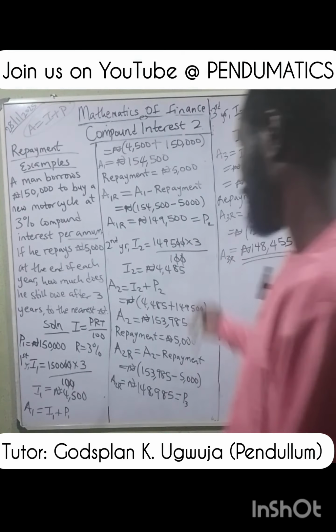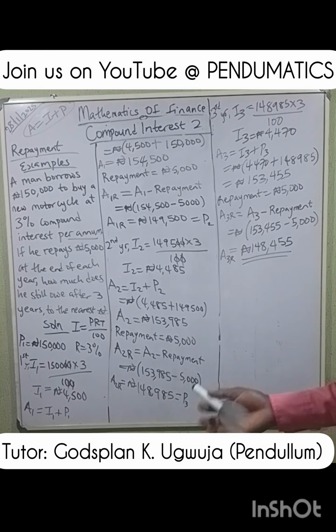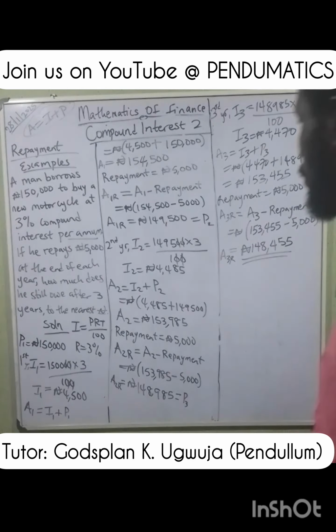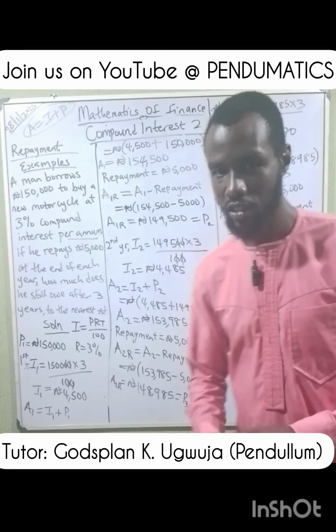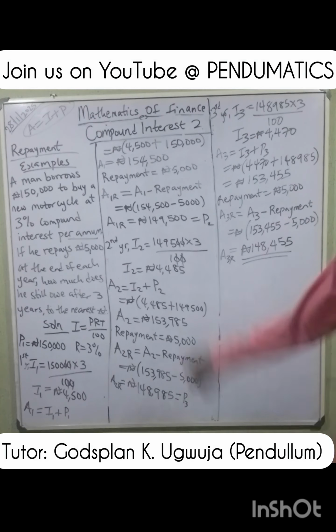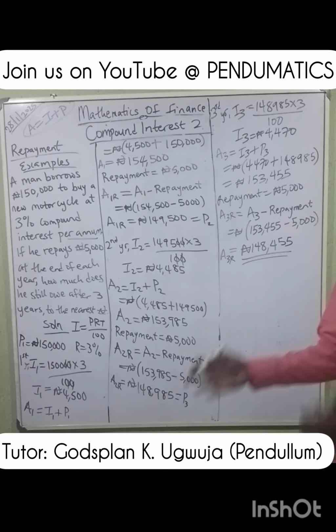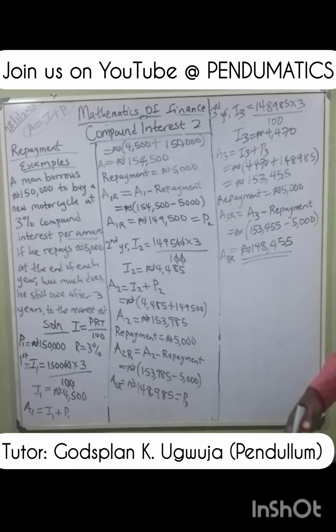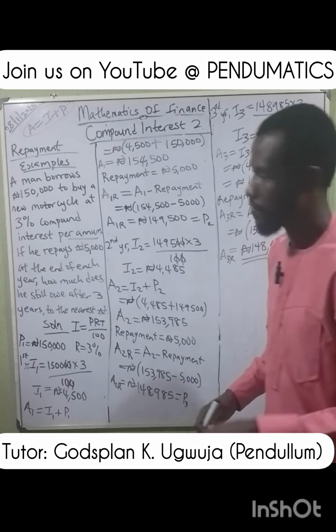Alright, so I hope this is clear. It's quite straightforward. It's almost the same thing as what we did in the first video. Normal compound interest, year by year. Only difference is that you subtract the repayment after each year. Now they can either give you the same value of repayment all through, like this, or they give you different values of repayment. So just be careful and use what you are given.